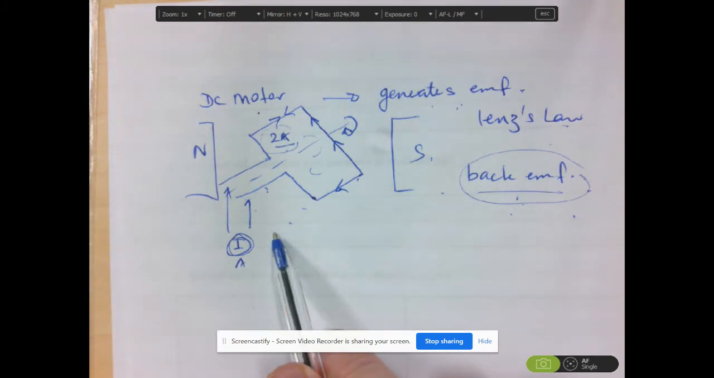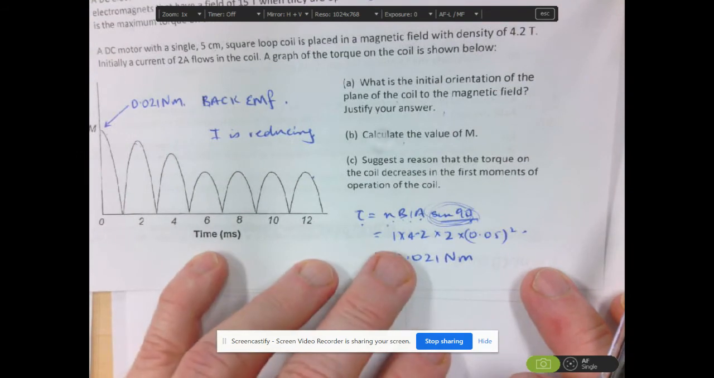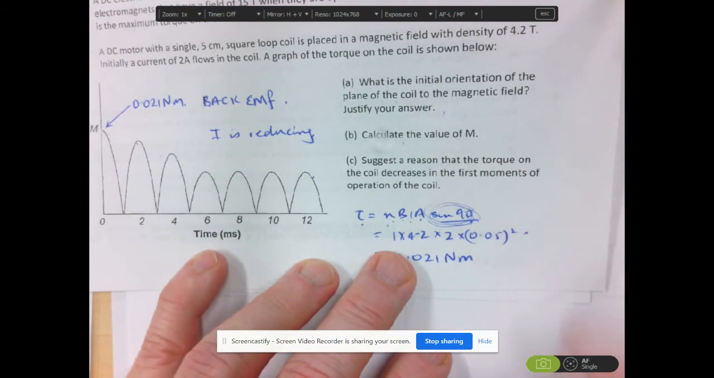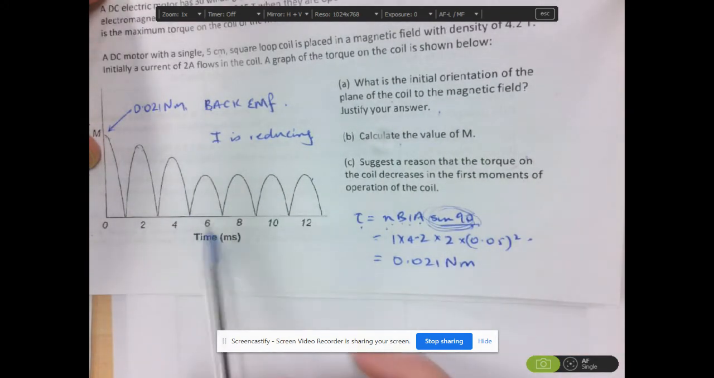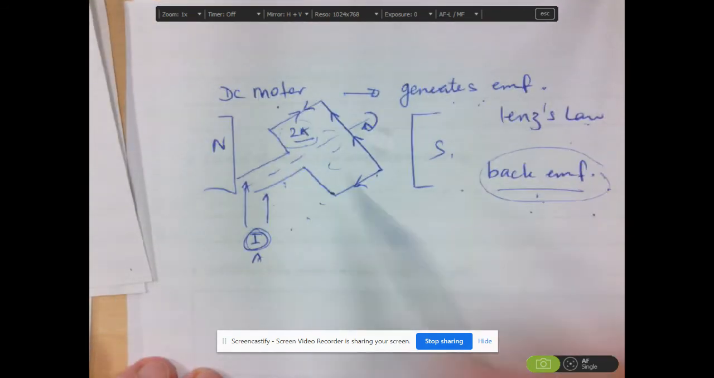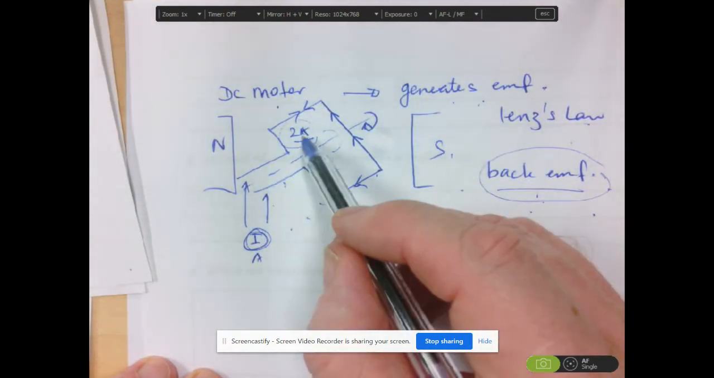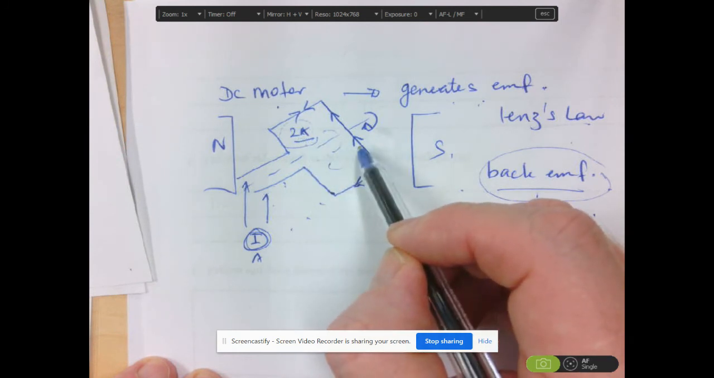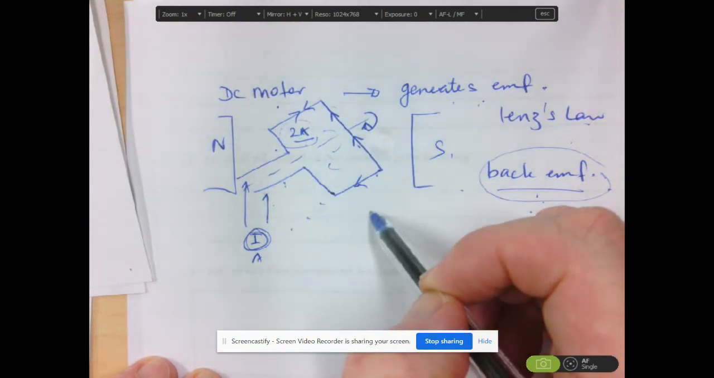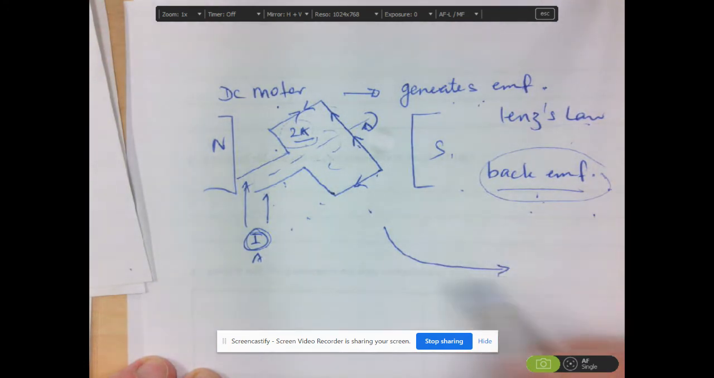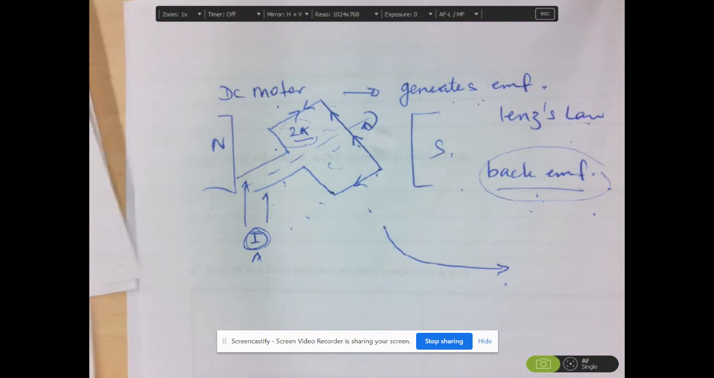Okay, so when it says suggest a reason that the torque on the coil decreases in the first few moments, it's because of back EMF. After a while, after about 6 milliseconds, we stabilize, and we will start to get the same back EMF generated for every forward current, okay. And so what will happen is it will even out as time goes on. Okay, we'll definitely be mentioning back EMF a little bit later as well, but because it comes up in this worksheet, we'll start talking about it now.